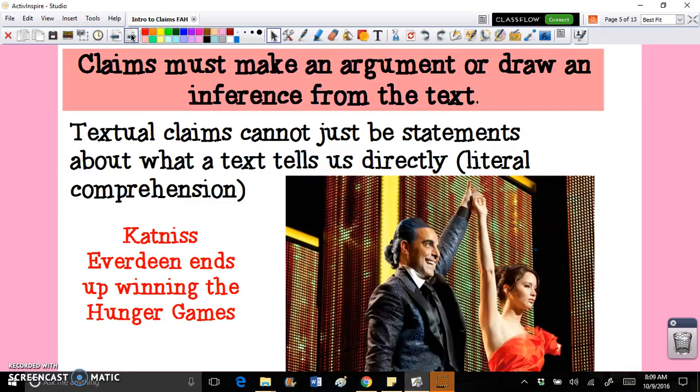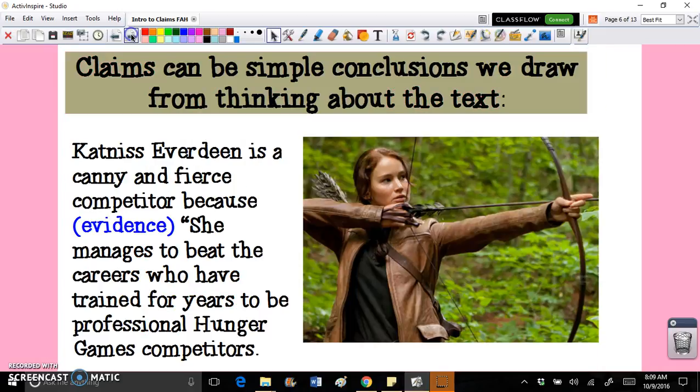All right, so claims, as I stated, must make an argument or draw an inference from the text or make a conclusion. So textual claims can't just be statements about what a text is telling us directly. It can't just be a literal factual statement that just shows comprehension of a text. So an example would be if I've read The Hunger Games and then I say, Katniss Everdeen ends up winning the Hunger Games. That's not a claim.